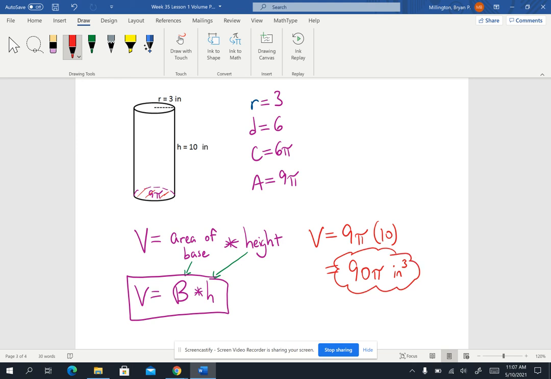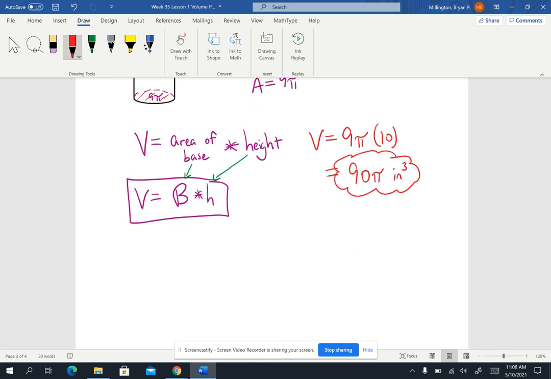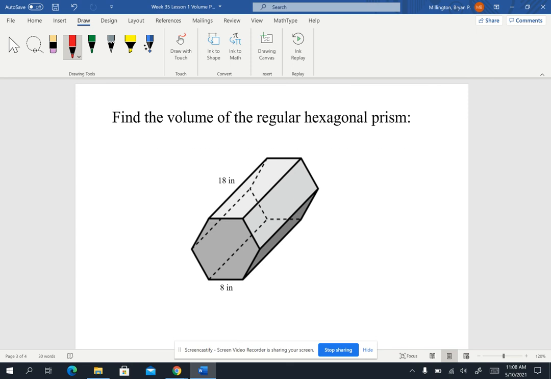All right, let's do one more example together. Okay, so this says find the volume of the regular hexagonal prism. So the bases here are hexagons, right? So this hexagon here, think of that as one of the bases. So we have to find the area of this base.